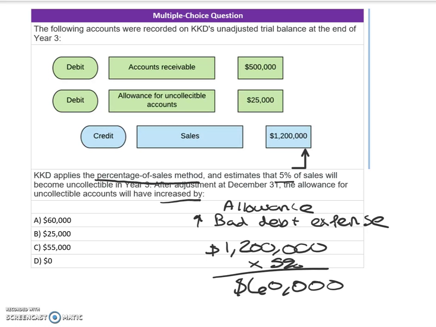That is what we are increasing our allowance for uncollectibles by. That is really as simple as this is. We also note in the solution that we are going to be debiting our bad debt expense, and we are going to be crediting our allowance for uncollectibles. So that's going to be the journal entry associated with this as well.